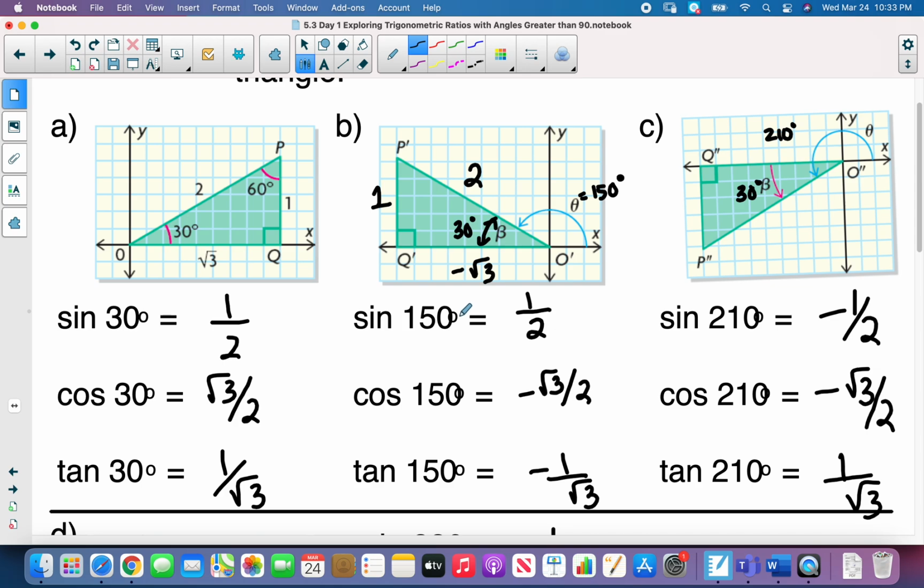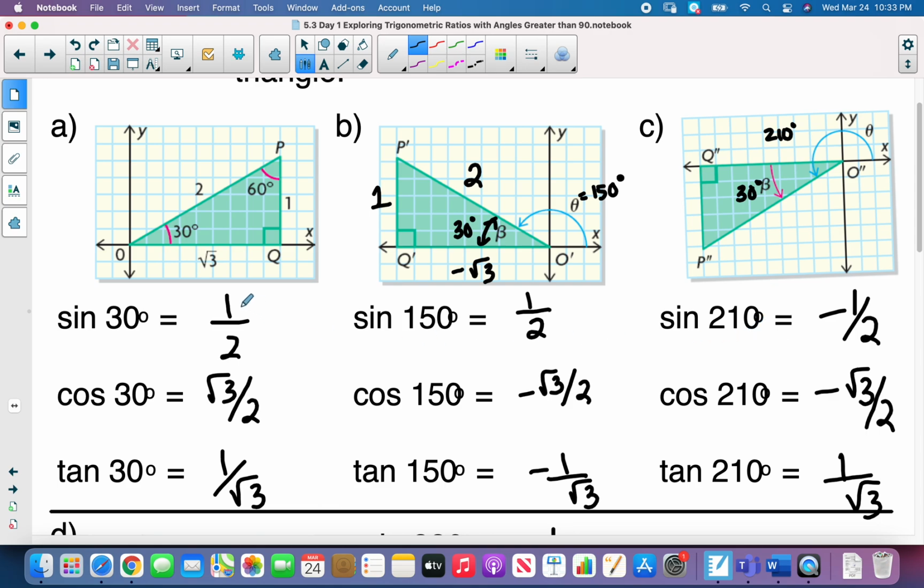If I wanted to find the sine of 150, which is the angle from here to here, it will also be 1/2. But cosine of 150 will be negative root 3 over 2 because cosine is negative in the second quadrant. And tan of 150 would be negative 1 over root 3 because tan is also negative in the second quadrant.